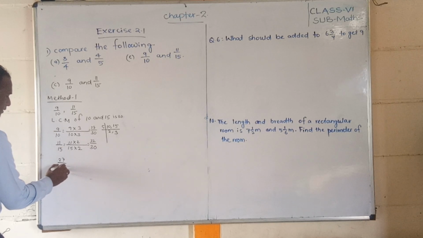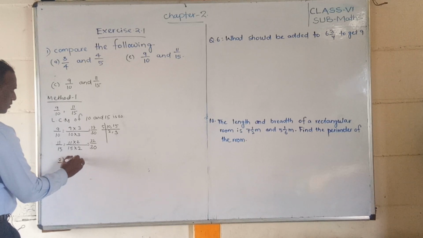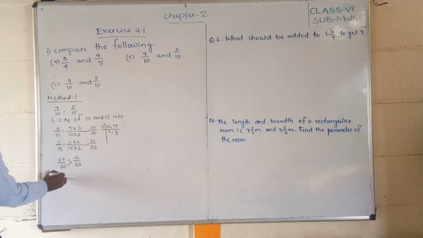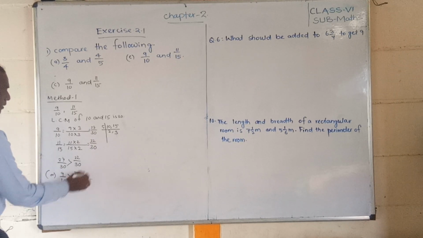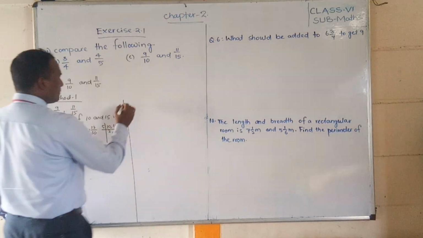27 by 30 is greater than 22 by 30, or we can write 9 by 10 is greater than 11 by 15. So this is one method. In the second method also we can do it.